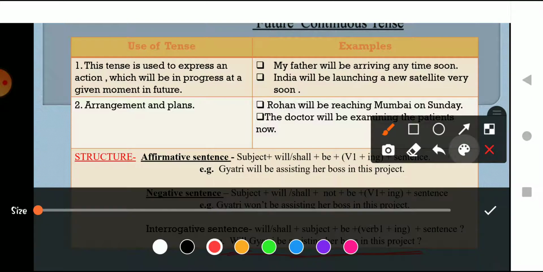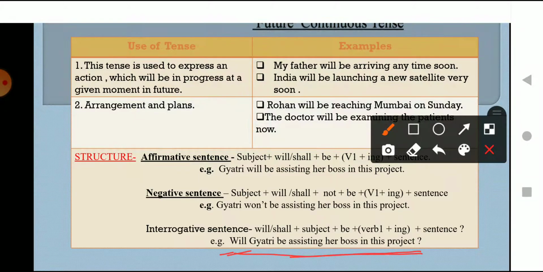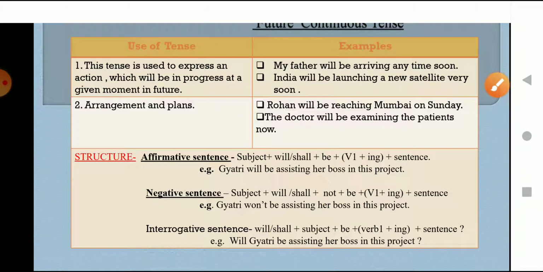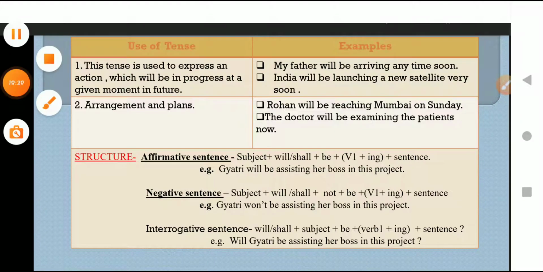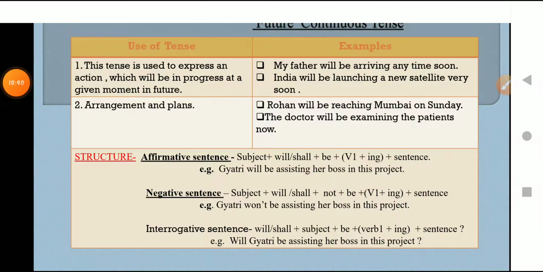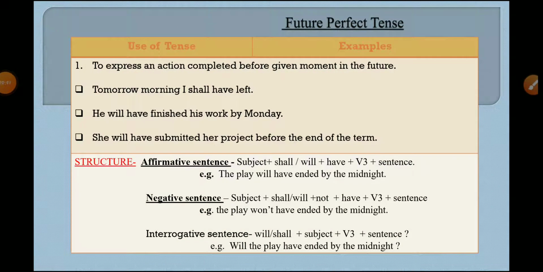So I hope this is clear, how we can form the future continuous tense. These are the structures of the future continuous tense. Now let's talk about the next one, that is the future perfect tense. How we use the future perfect tense, with examples, and then the structures.